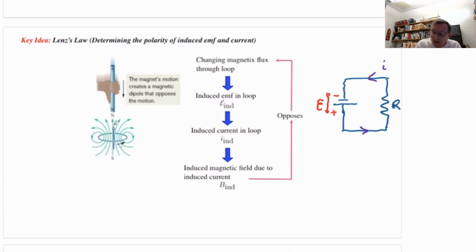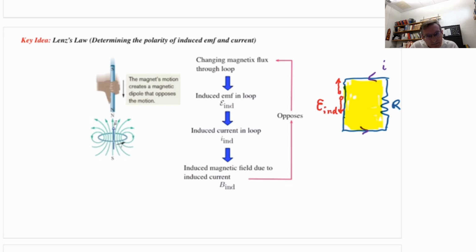Well, we are going to have that issue now, except we're now talking about a loop where there's no traditional source of EMF, but there's a changing magnetic flux through the area, the surface inside the loop, and that will give us an induced EMF. And we need to know the polarity of that induced EMF. Is it such as to drive conventional current that way or that way?